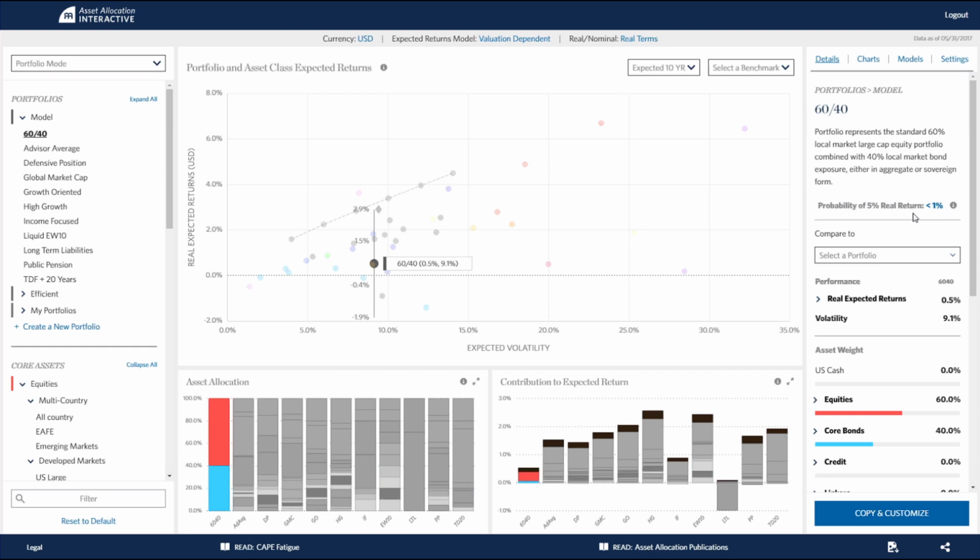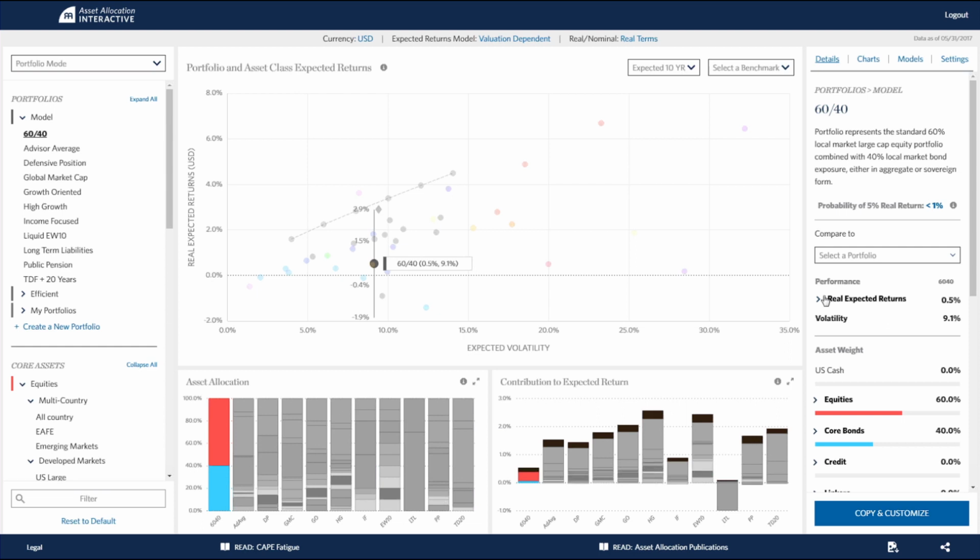Very small indeed. We use 5% not because it's a magical number, but because that happens to be a target for many U.S. pension plans. Your target for your own portfolio may be more or less than 5% real.